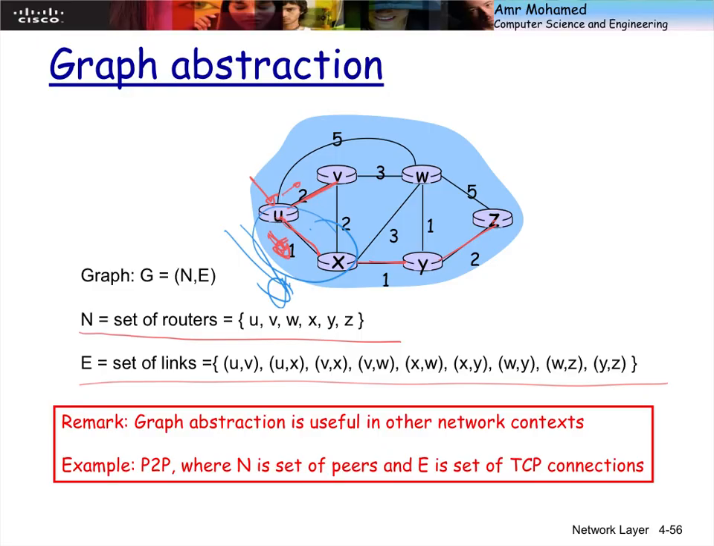Our challenge is that once we put this number, we have the graph modeling. And now we need to construct the shortest path tree. This is our job now. We need to construct the shortest path tree from one node to all the other nodes in order to be able to construct the routing table.